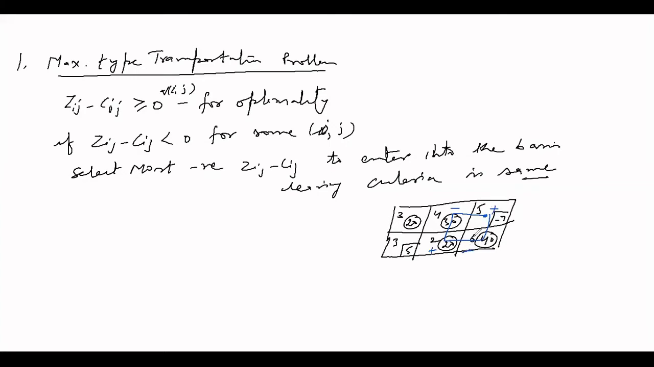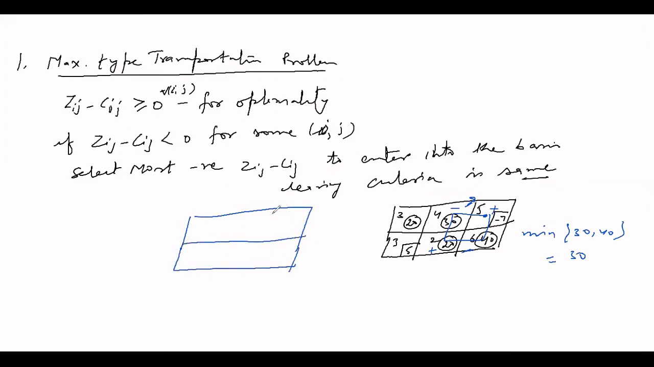Then out of the negatively marked cells, you select the minimum. So the minimum of 30 and 40 is 30. So that means this cell will go out of the basis, and this will enter into the basis. And in that case, your new solution will come out to be this.